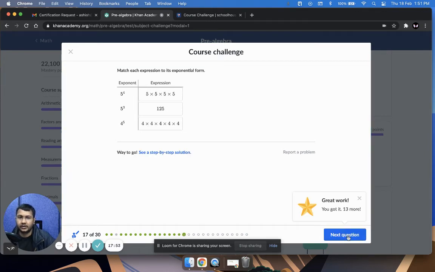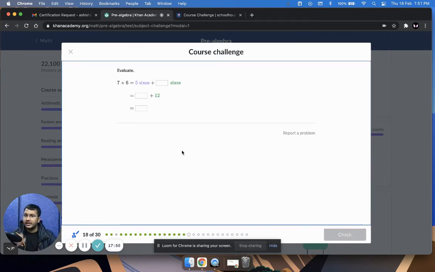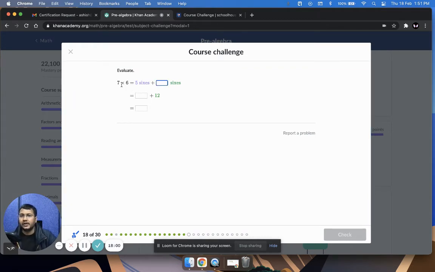So good to go. 7 times 6 is 5 6s plus how many 6s? Oh, so 7 6s is 5 6s plus 2 6s. And 2 6s is 12. So 5 6s is 5 times 6, that's 30. And 30 plus 12 is 42.